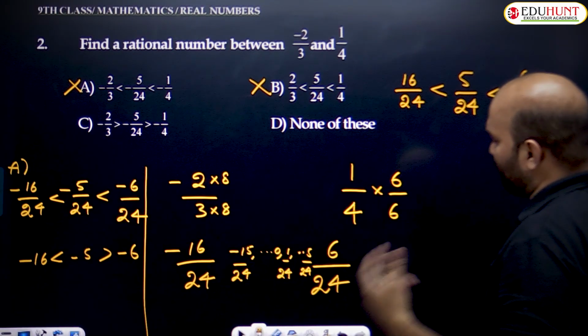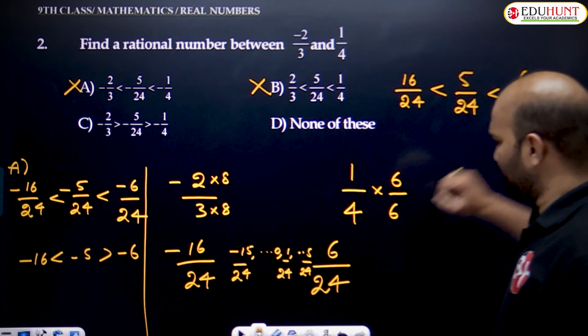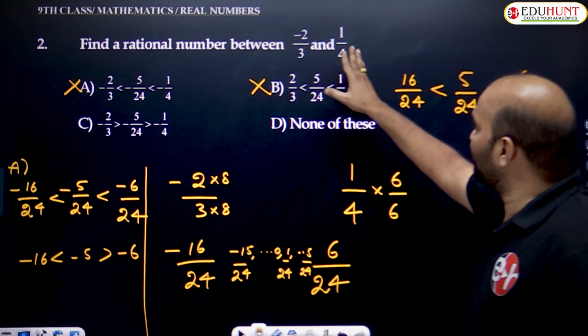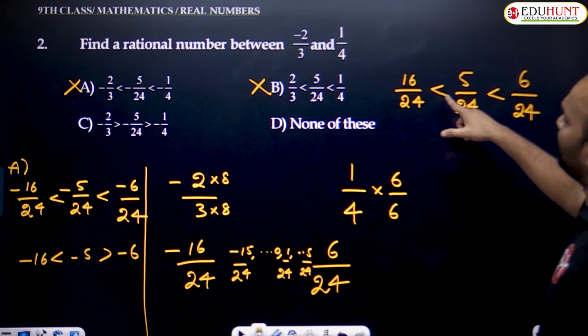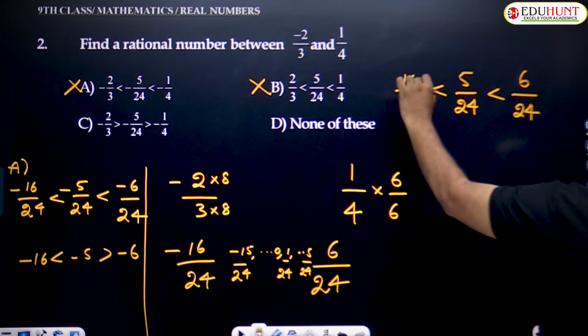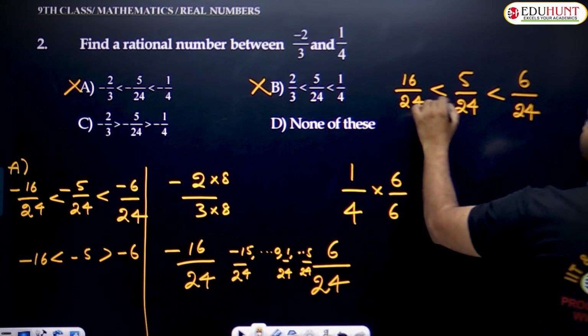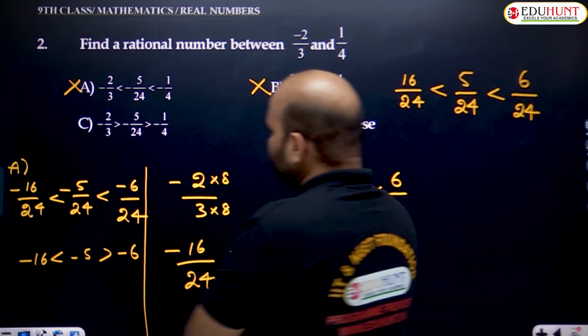What I am given, what is the second thought? So the second thought is 5 by 24. Actually 5 by 24 is bounded, nothing but between minus 2 by 3 and 1 by 4. That means minus 16 by 24 and 6 by 24. But that logic fails. What is the comparison? 16 by 24 is greater than 5 by 24. But here what I am given is less than. So B also fails. So what about C?